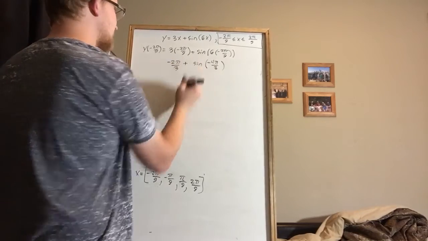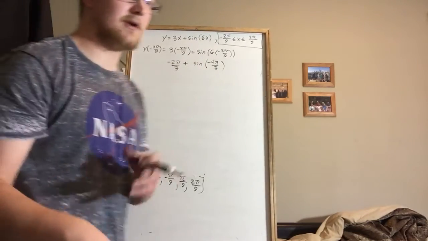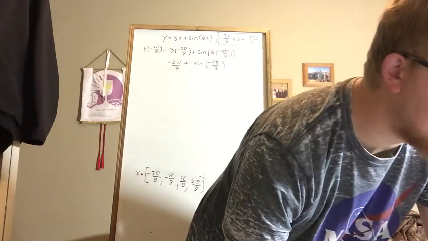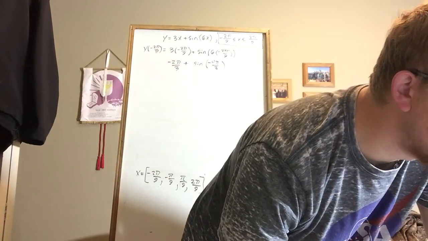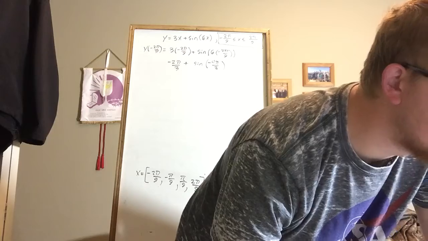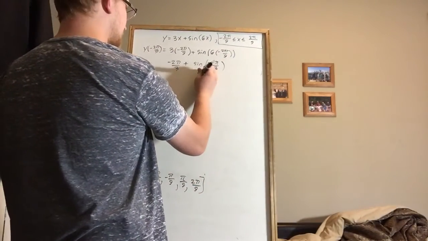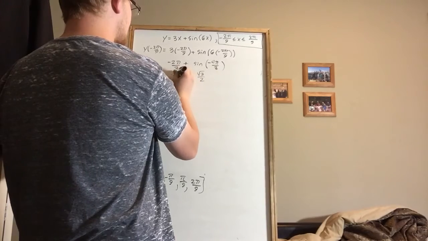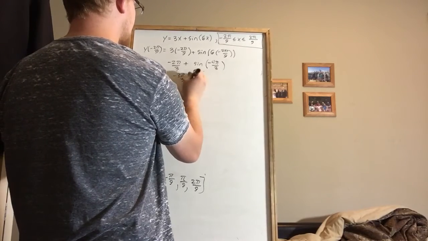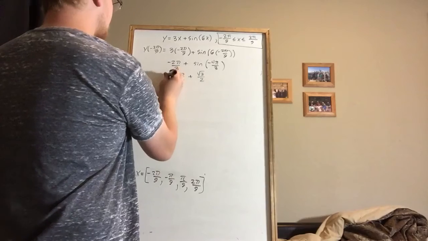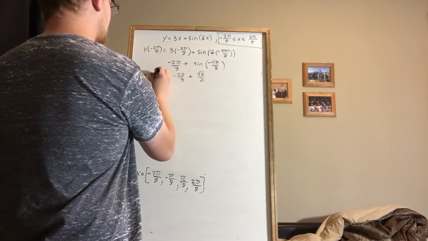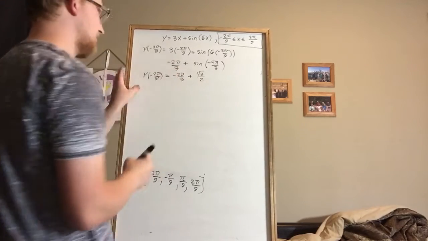And we're adding on the sine of negative 4 pi thirds. So we'll look on our unit circle. And at negative 4 pi thirds, which is also known as 2 pi thirds, our sine is root 3 over 2. So this is root 3 over 2. Negative 2 pi over 3 plus root 3 over 2 is what we get when we plug in negative 2 pi ninths into our original function.